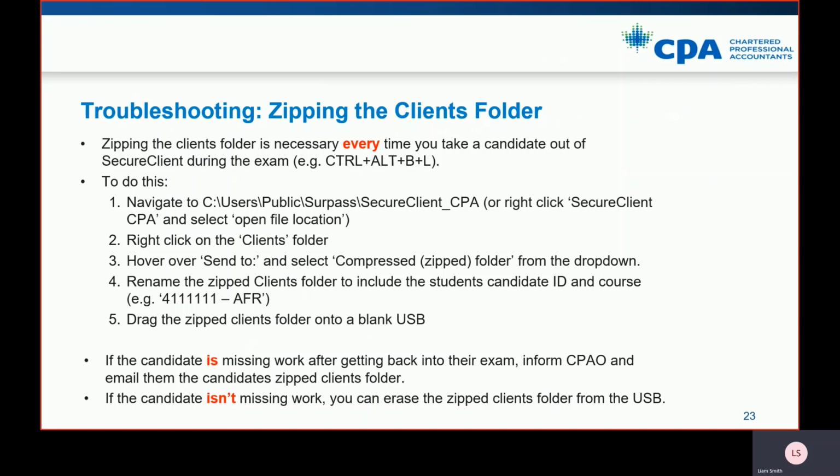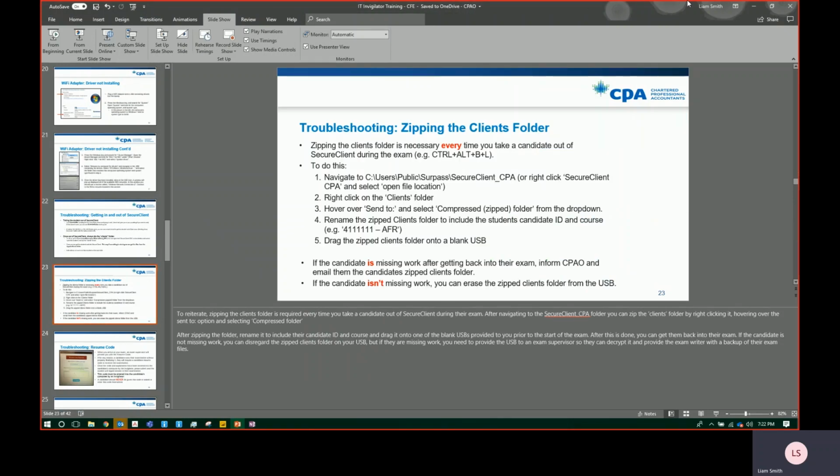If they're not missing work, you can disregard the zip clients folder on your USB. But if they are missing work, you need to provide the USB to an exam supervisor so they can decrypt their exam responses and provide it back to them. I'll now do just a quick demo of this, just so this is 100% clear. It sounds way more complicated than it really is.